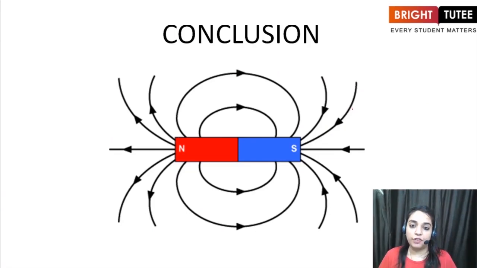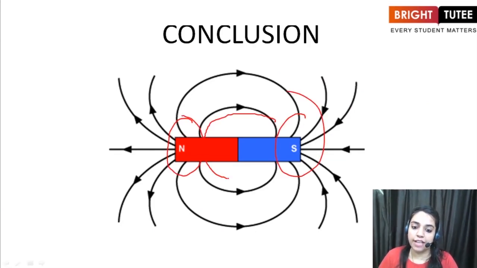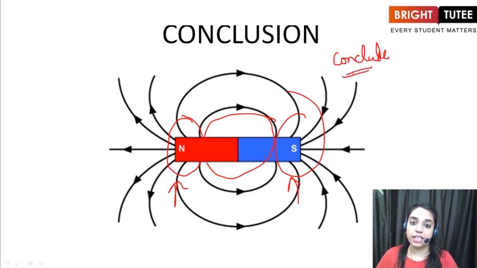So children, after this activity, what can you conclude? You can conclude that the magnetic force is greater at the poles as compared to the center. That is why most of the iron fillings were clinging to the poles. Okay children, so what we can conclude is that the magnetic strength is stronger at the poles than in the middle.